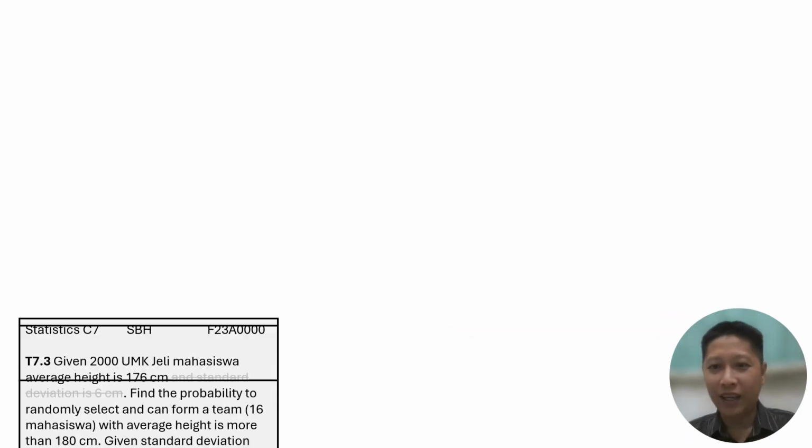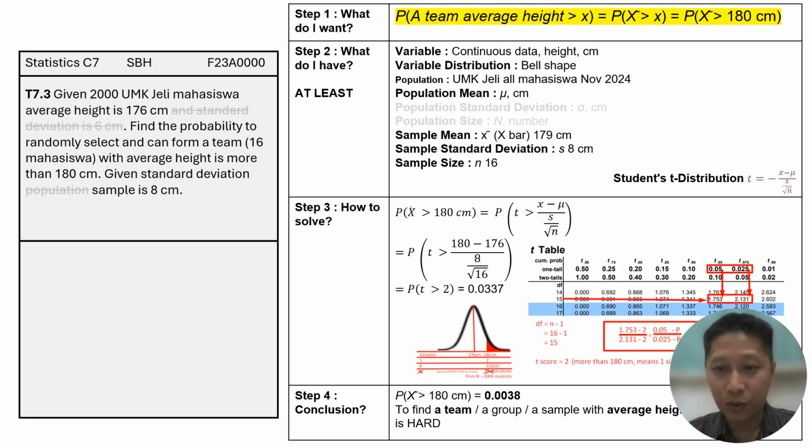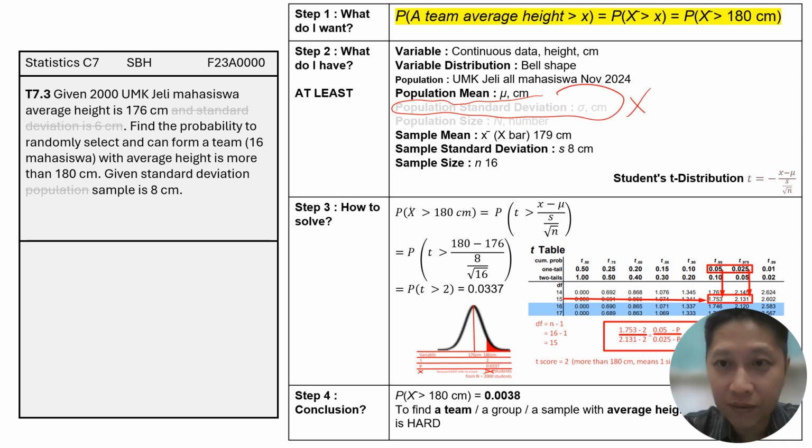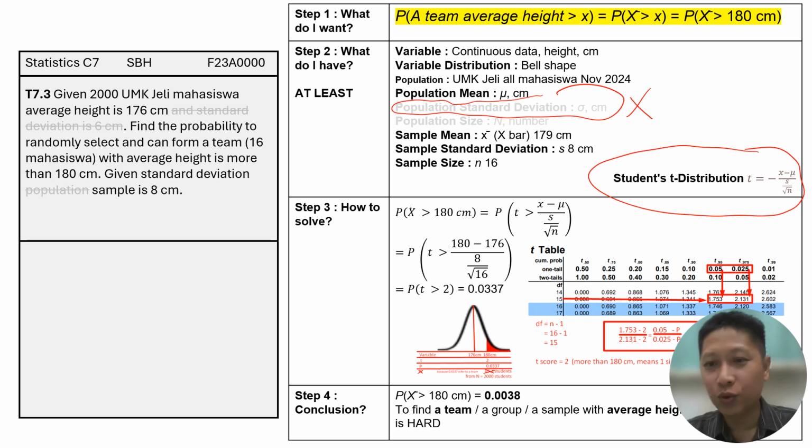Next, okay, this problem is similar to the green color problem, to find the team of 16 students. Because we don't have the population standard deviation, this is what we don't have, we're going to use the student t distribution to solve the problem, to find the probability. The difficult part is when we have t greater than 2. So we need to convert from t to the p.